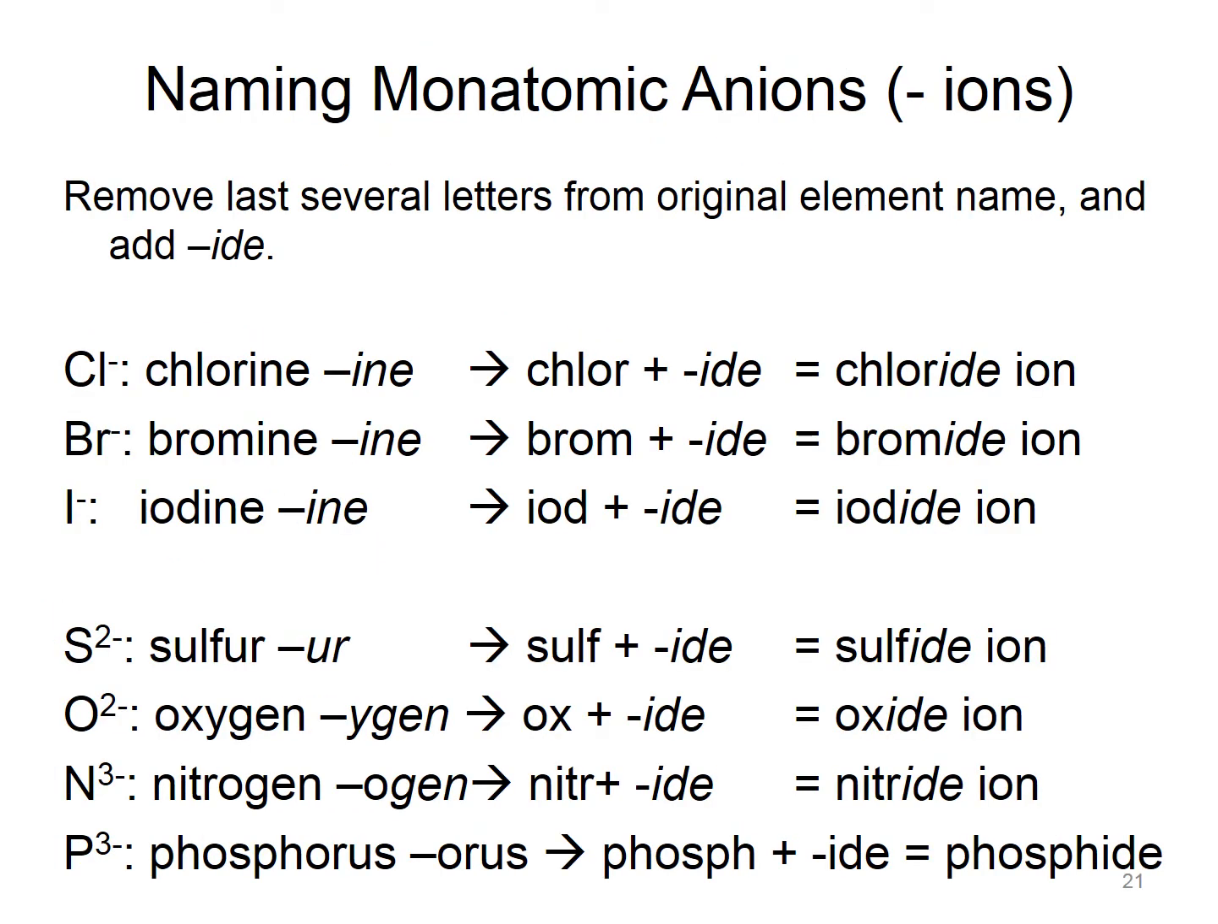Monoatomic anions, again, single atom negative ions, they do get a change. They go from -ine to -ide. So chlorine becomes chloride, bromine becomes bromide. The -2 and -3 are a little bit more complicated. Sulfur becomes sulfide, oxygen becomes oxide, nitrogen becomes nitride.